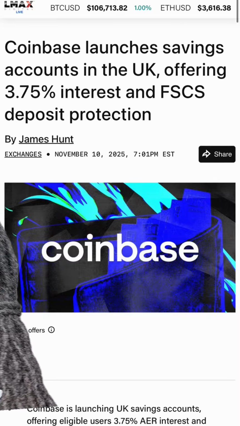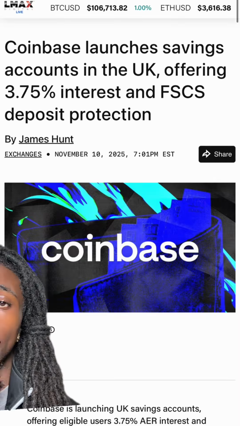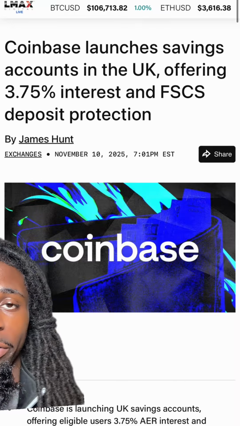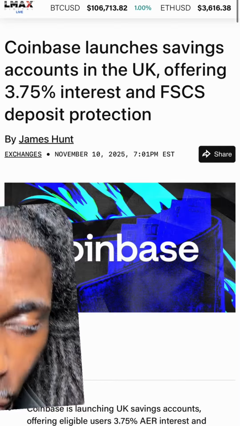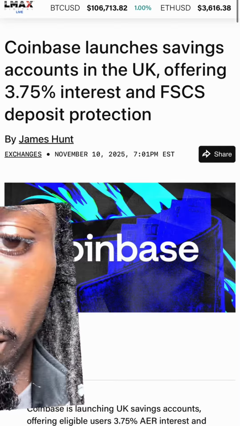Like I told y'all, over time, Coinbase will be trading at $2,000 if they don't have a stock split. They're going to be trading at a couple grand per share. But Bitcoin at that time is going to be trading at a couple six figures.